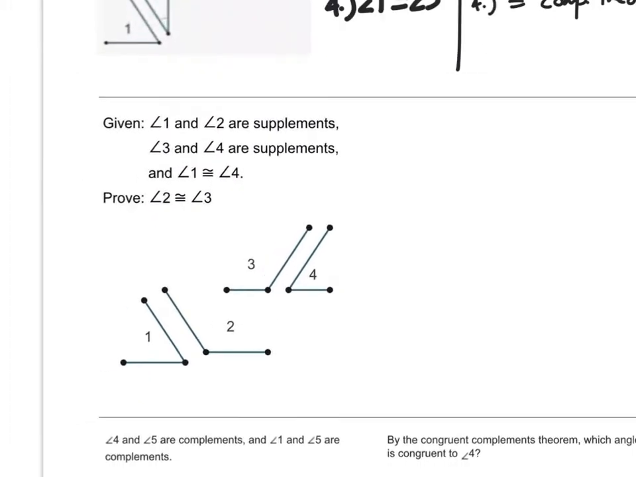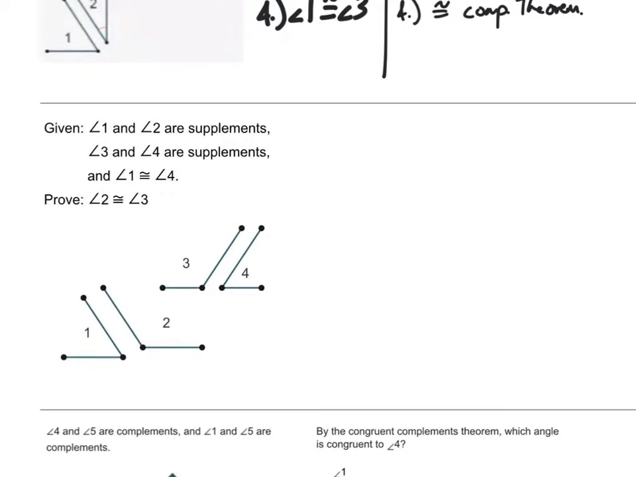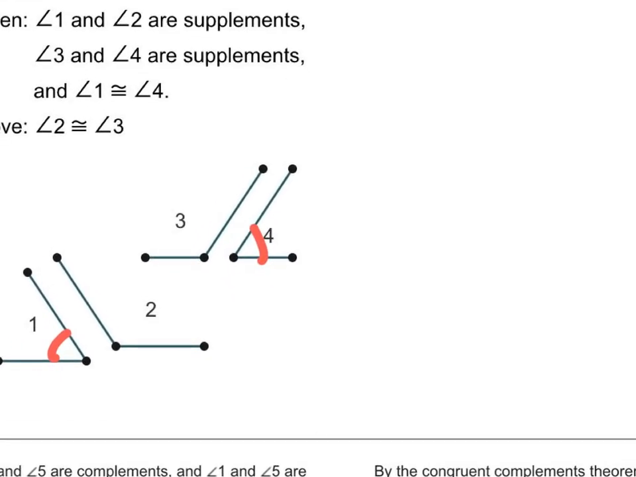All right, let's take a look at the next one. It's kind of the same thing. Angle 1 and angle 2 are supplements. Angle 3 and angle 4 are supplements. Angle 1 is congruent to angle 4. Let's label that as these are congruent. Therefore, angle 2 and angle 3 would have to be congruent, and that's by the congruent supplements theorem. But let's write this out in proof format. I'm going to zoom in even further here.